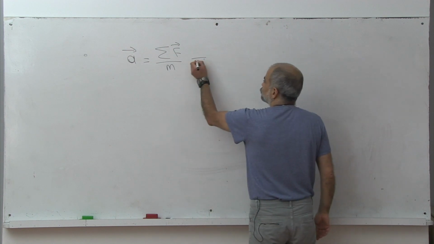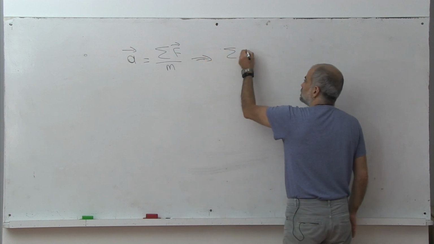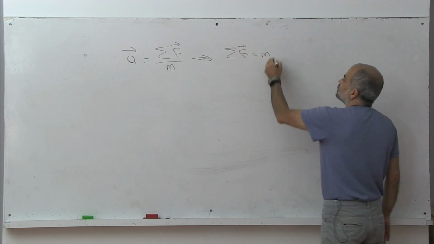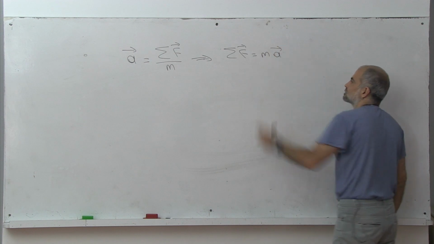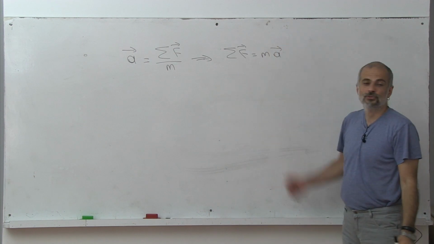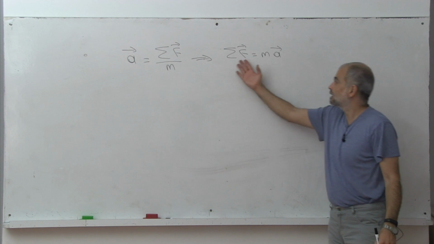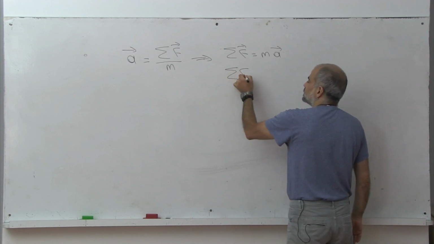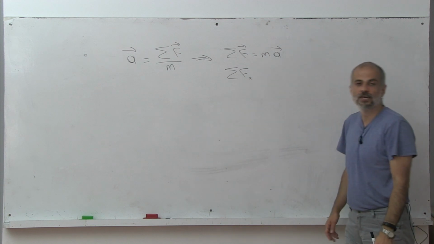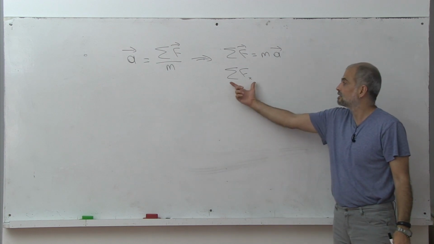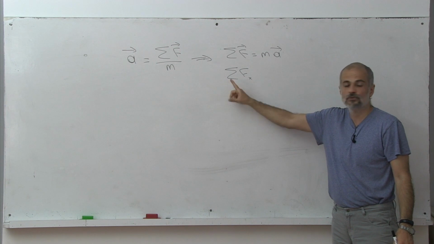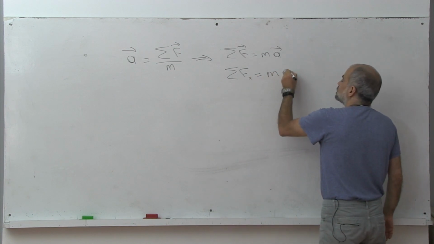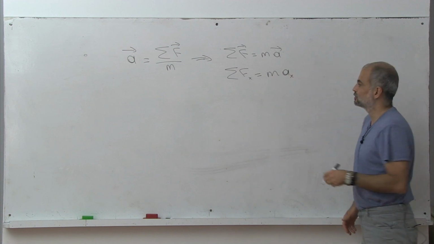So you can also write this equation as: the net force acting on the object is always the mass of the object multiplied by the acceleration. Or in terms of the components, since we have two vectors that are equal to each other, the sum of the x components of the forces acting on the object, or the x component of the net force, will be equal to the mass times the x component of the acceleration.